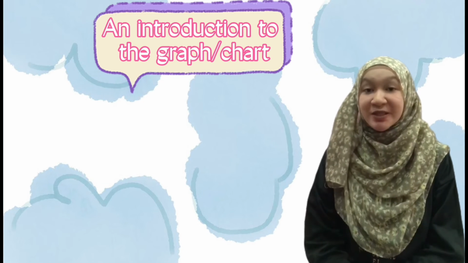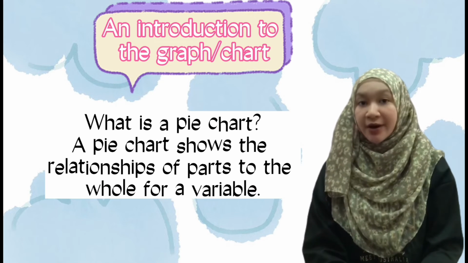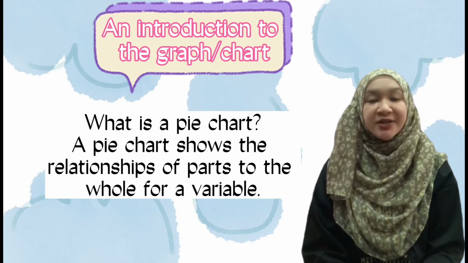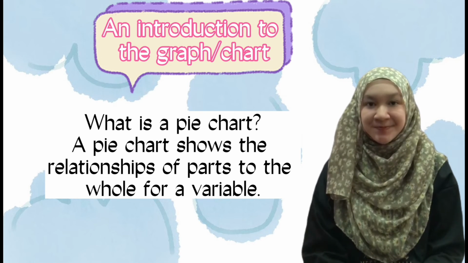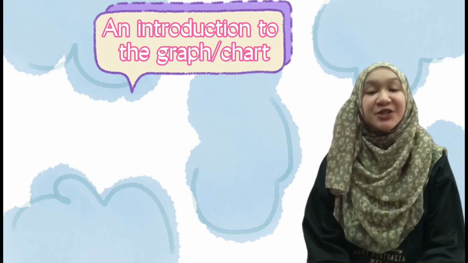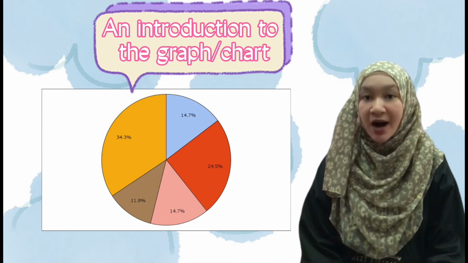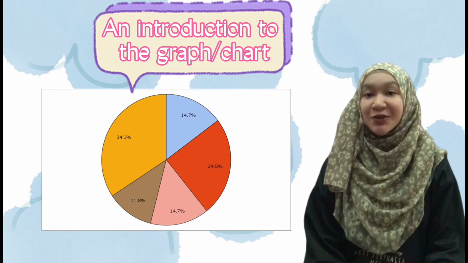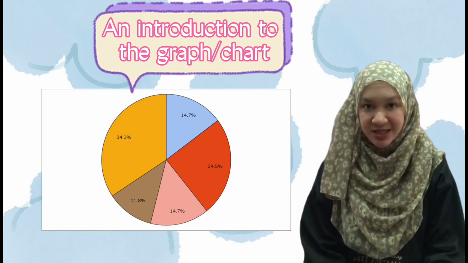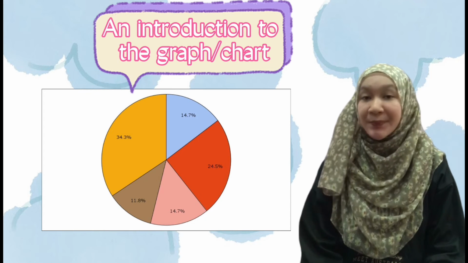Introduction to the pie chart. What is a pie chart? A pie chart shows the relationship of parts to the whole for a variable. How is a pie chart used? Pie charts help to understand the parts-to-whole relationship. Pie charts are often used in other situations, even if bar charts or line graphs might be a better choice.